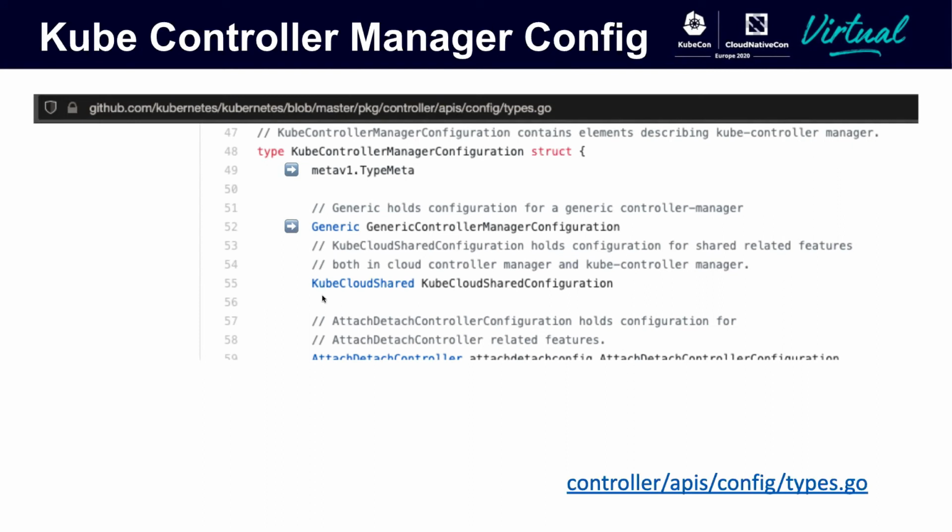Now we do have something curious here. It's called kube-cloud shared, and it holds configuration for shared features in both the cloud controller manager and kube-controller-manager. So actually, the cloud controller manager used to be part of the controller manager, but it moved out of tree because it was just too much complexity, and the individual cloud controllers were differing too much after a while. So the maintainers decided to take it out of tree and maintain it as an individual controller, which is not maintained by the controller manager.